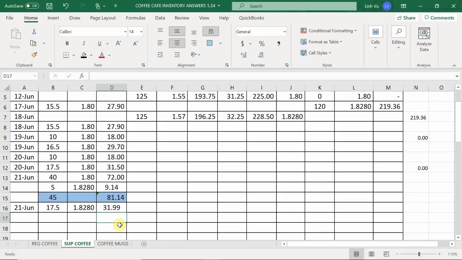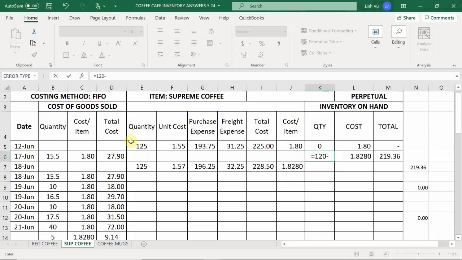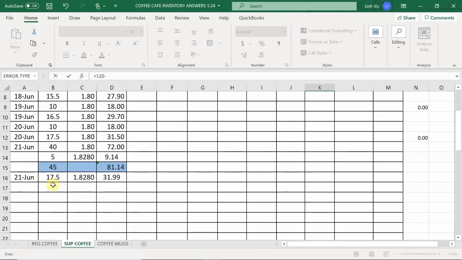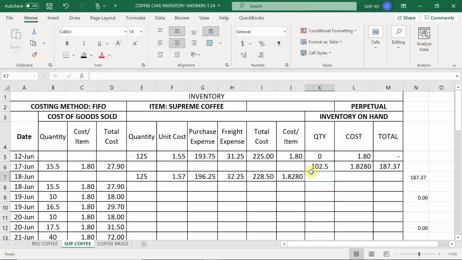And we have 36. So ending should be at least a 7. Let me see. Yes, it's got to be at least a 7. Okay. So if I had 120 and I subtract out 17.5 pounds, how many pounds should I have left? 102.50, which brings me to 187.37.